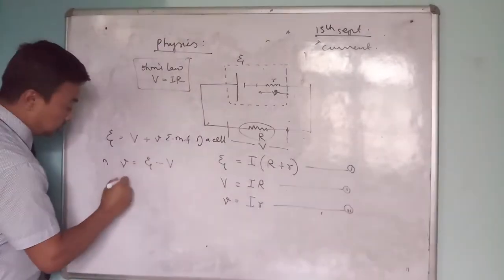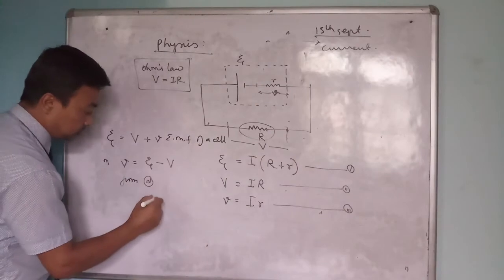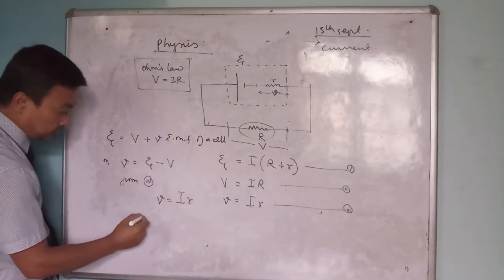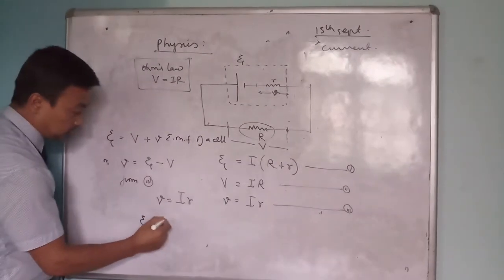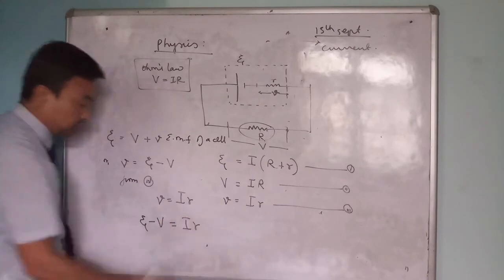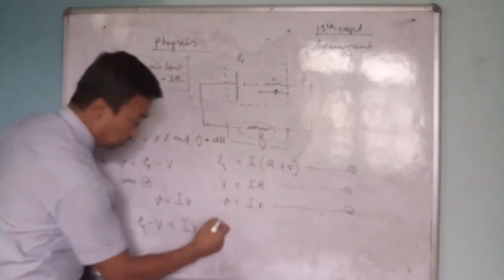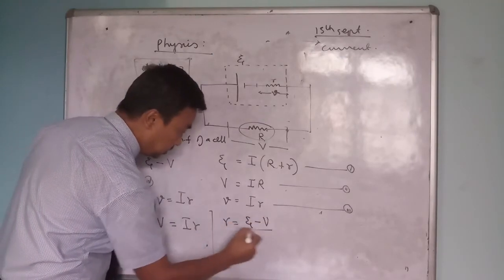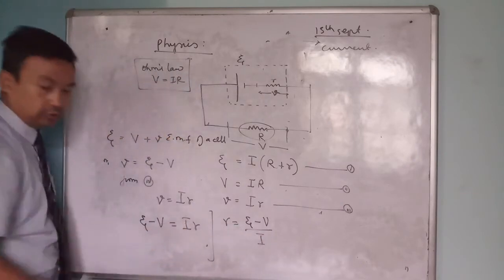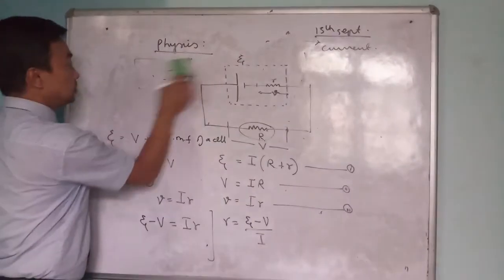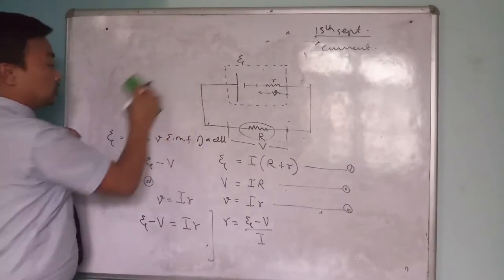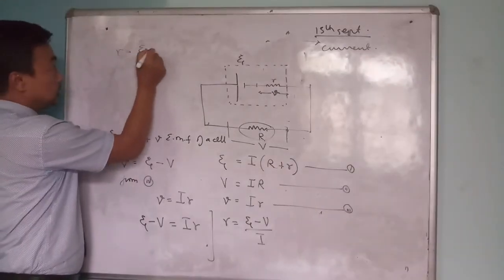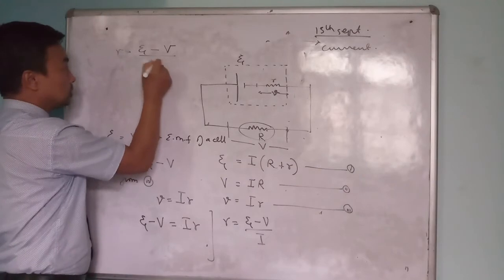Let us take the third equation, V equals I into R. Now what is the value of V? EMF minus terminal voltage equals I into R. And from here, what will be your internal resistance? R will be equal to EMF minus V upon I. This I will go down and it will be cross multiplied. So finally we have come to this relation: internal resistance equals EMF minus terminal voltage upon I.